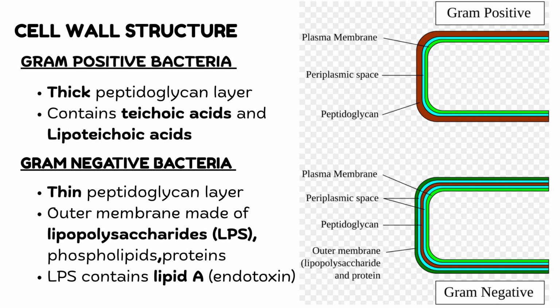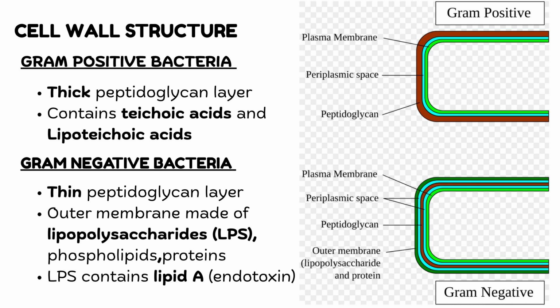Gram-positive bacteria have a thick peptidoglycan layer, which is 20 to 80 nanometers thick. It contains teichoic acids and lipoteichoic acids, which provide rigidity and help in attachment, but they have no outer membrane.